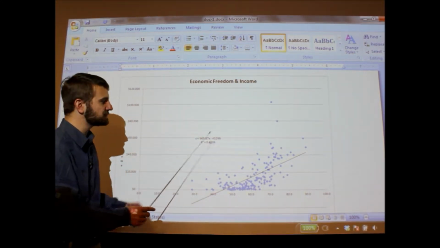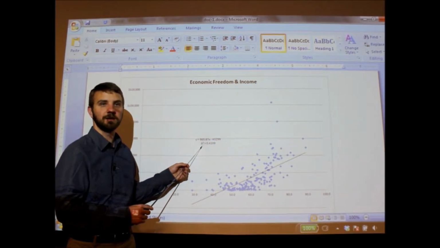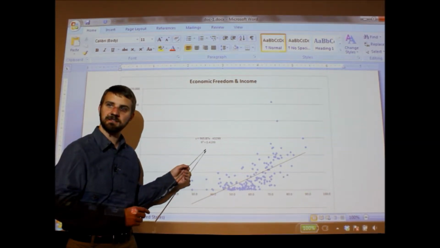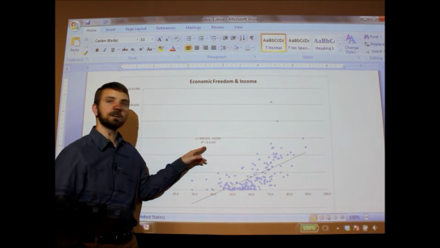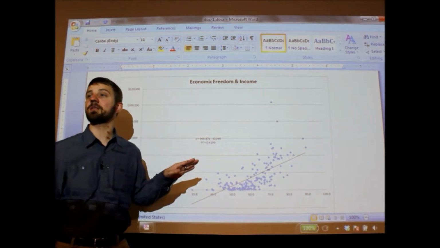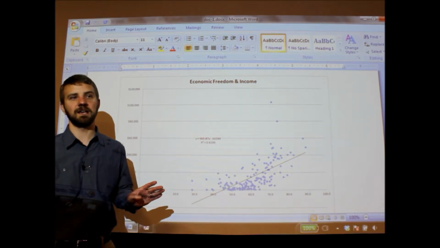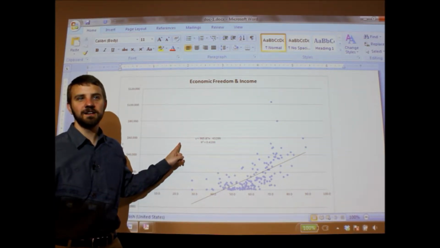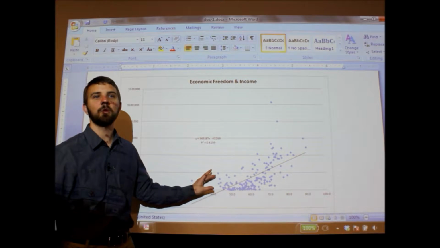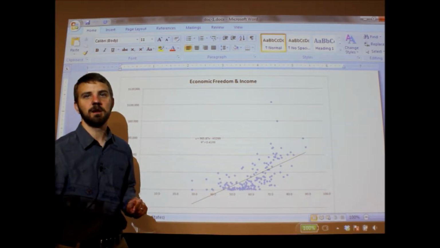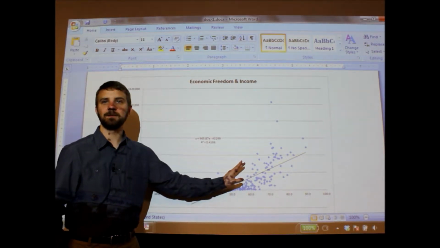Now, the other thing that's reported here is what's called the R squared. And when you take a statistics class, you will learn that the R squared is a measure of the strength of the correlation between these two variables. That's all you need to know for this class. A higher R squared means these variables are more highly related to one another. Or in other words, they are closer to the line.